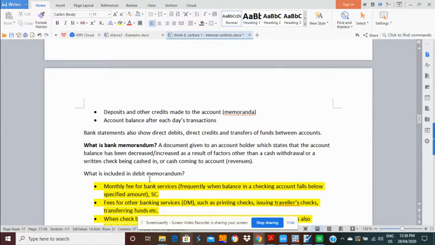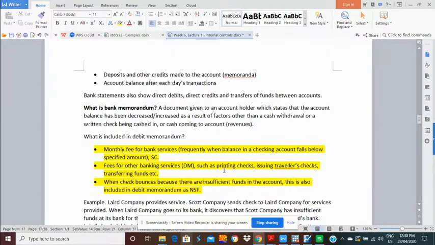So, bank memorandum. A bank memorandum is a document that the bank gives to you, and it states the amount of your account balance, whether it increased or decreased, whether increases are bigger than decreases, and so on. So debit memorandum.